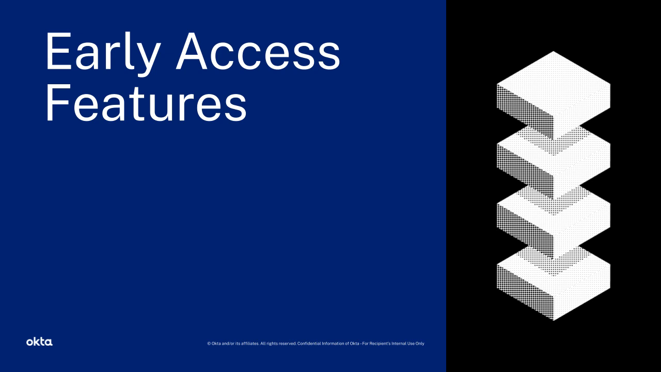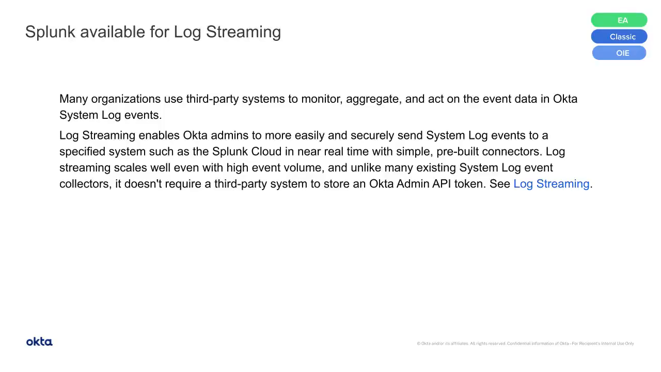Moving on to early access features. Many organizations use third-party systems to monitor, aggregate, and act on the event data in Okta System Log events. Log streaming enables Okta admins to securely send system log events to a specified system, such as the Splunk Cloud, in near real-time with simple, pre-built connectors. Log streaming scales well even with high event volume. And unlike many existing system log event collectors, it doesn't require a third-party system to store an Okta Admin API token.